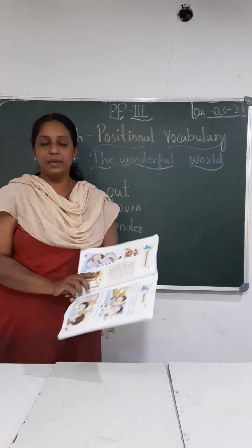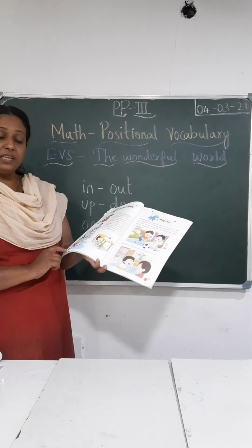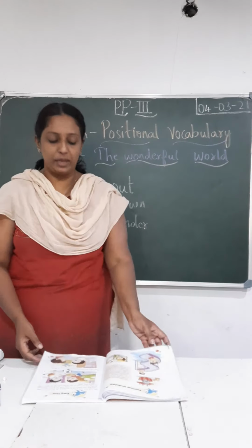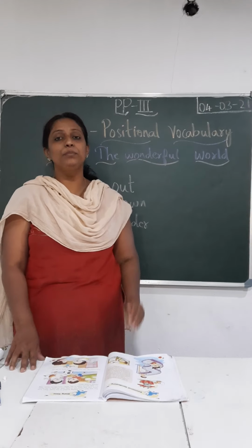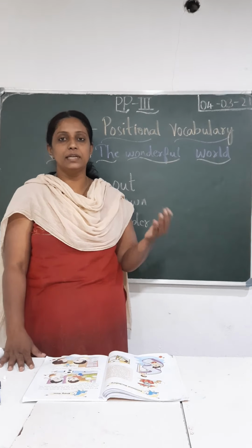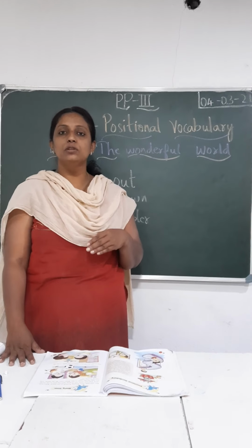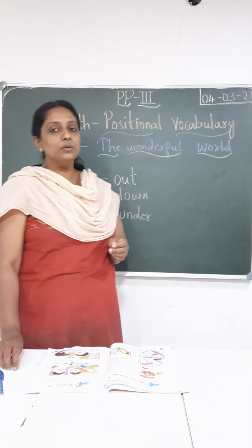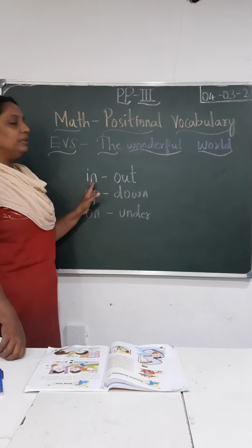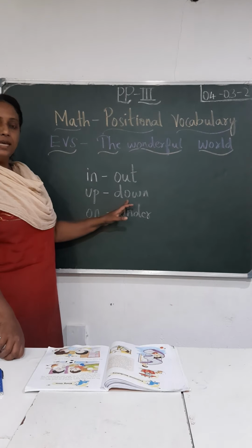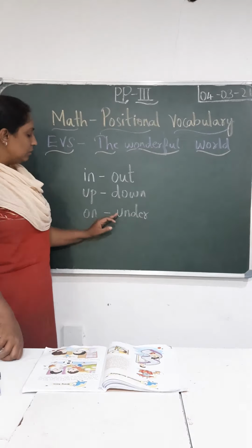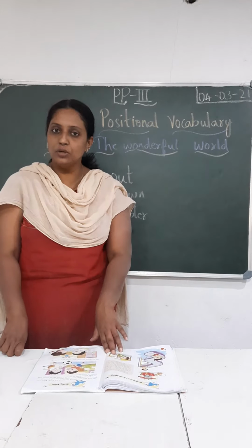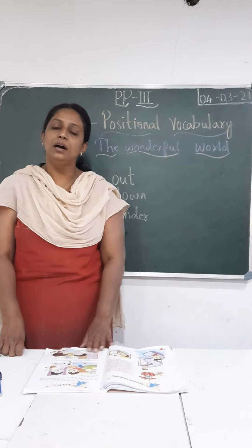We have positional vocabulary, from your math book, from page number 72 to page number 76. So what is positional vocabulary? Positional vocabulary is the position of a particular unit, the words you use to address the position of a particular object. We've learned a few of these as opposites before, like in, out, up, down, on, under. These are all called positional vocabularies. Let's learn them through a story and a few pictures which will help us understand better.